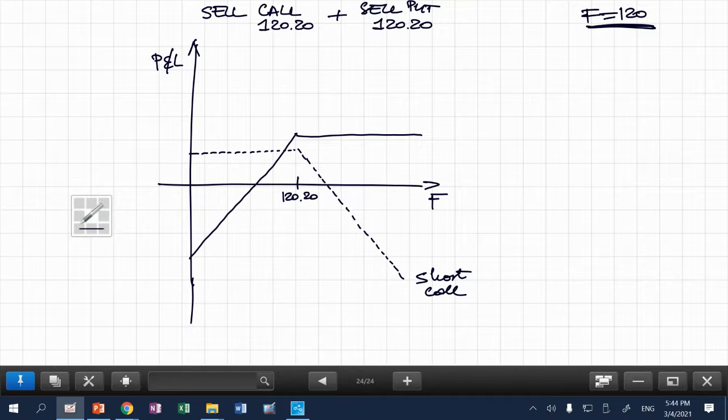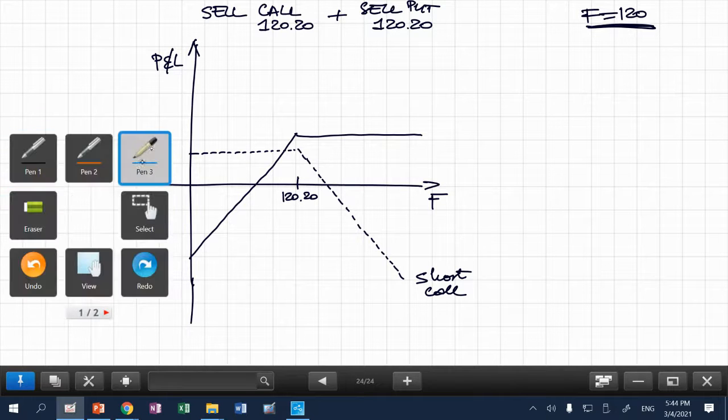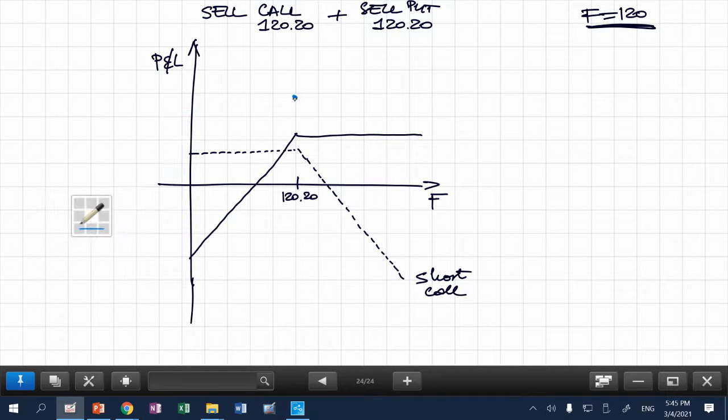At 120.20, neither the put nor the call is exercised. So you clearly have a peak profit here for any final level of the price, which is different from these. Either the call or the put is exercised, so things start to go worse. For instance, for higher prices, this is what happens.